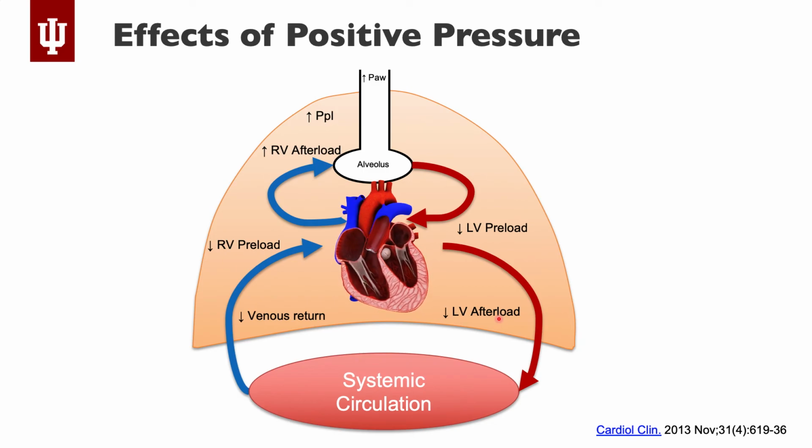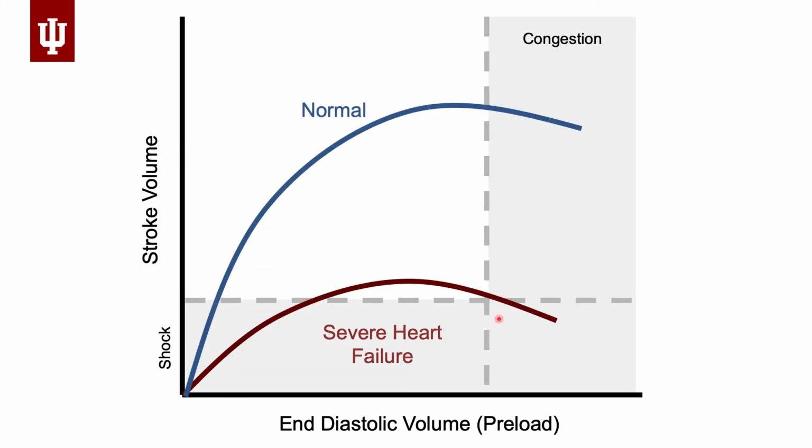And to demonstrate this, we're going to go back to our Starling curve here. So if you have someone in severe heart failure who you put on a ventilator, you're going to decrease their preload. So that increase in thoracic pressure is going to decrease the preload, and that's going to move them, say, from here back to here. That can be very, very beneficial for your patient. And of course, you have to be very careful when you're taking the patient off of the ventilator, because eventually you're going to want to think about taking your patient off the ventilator.